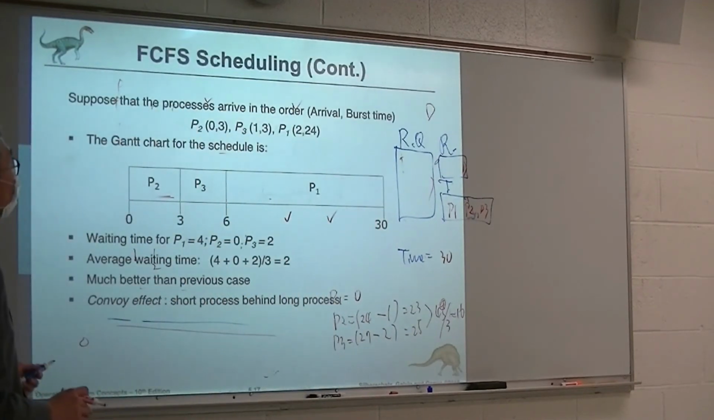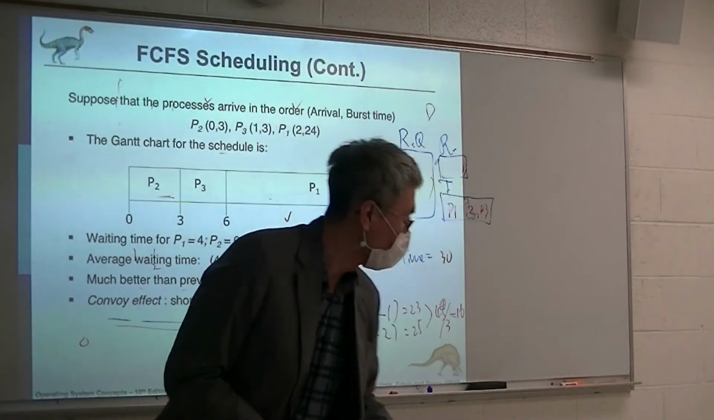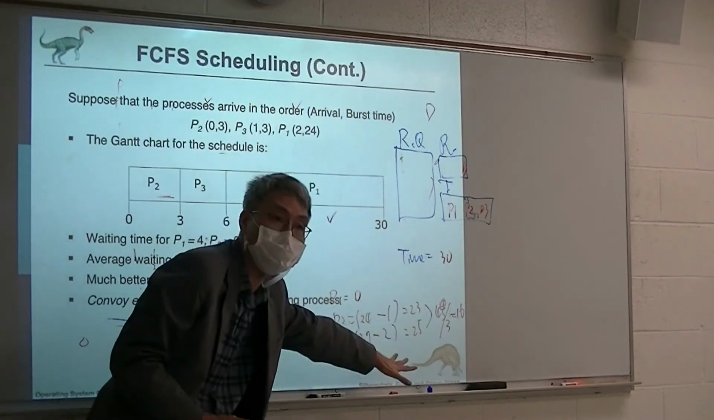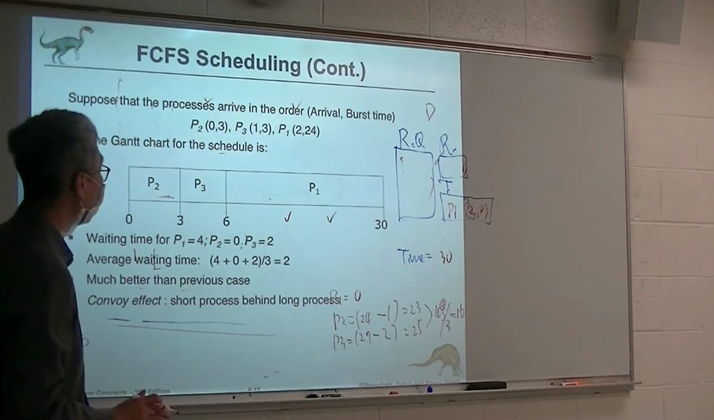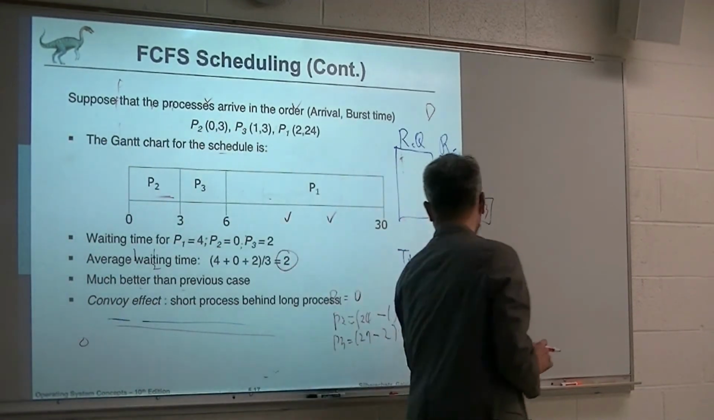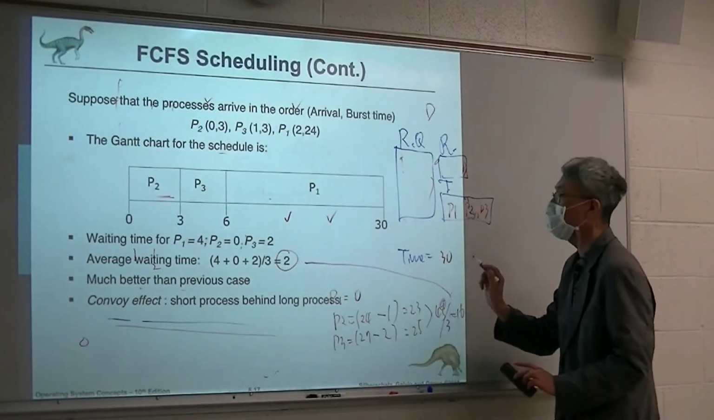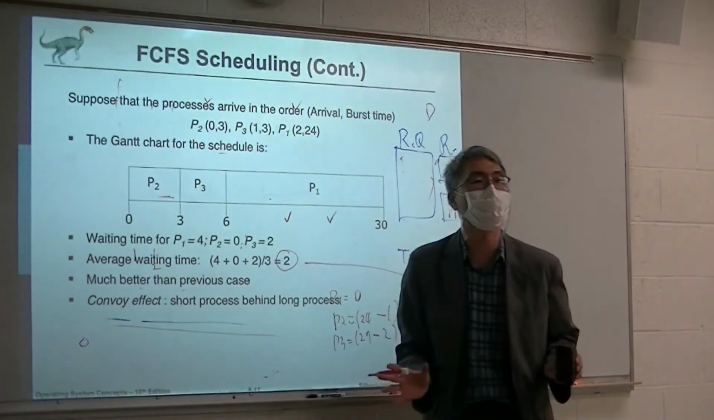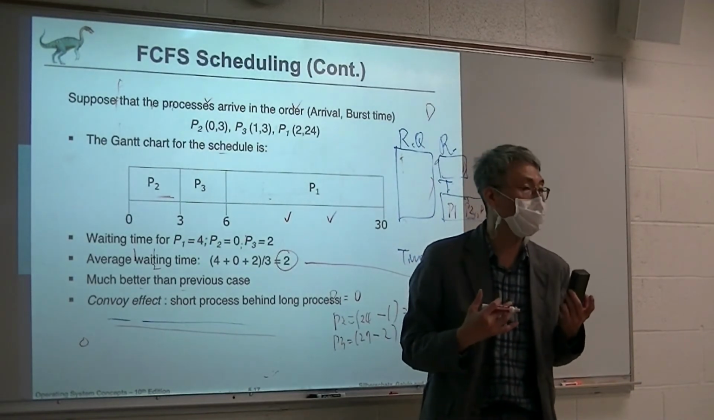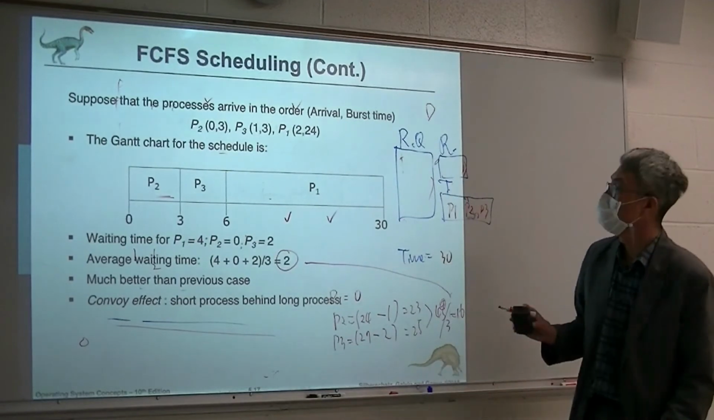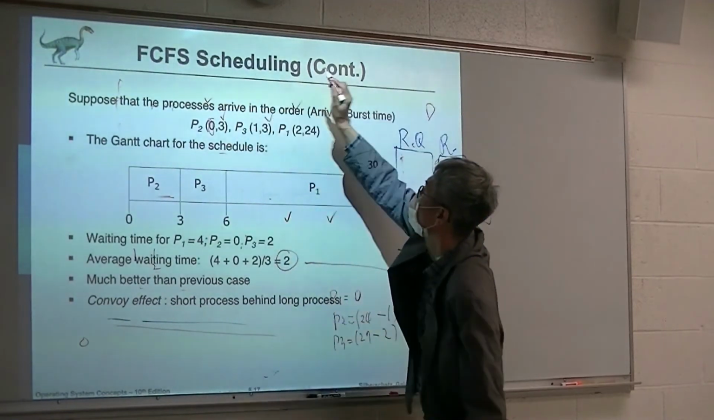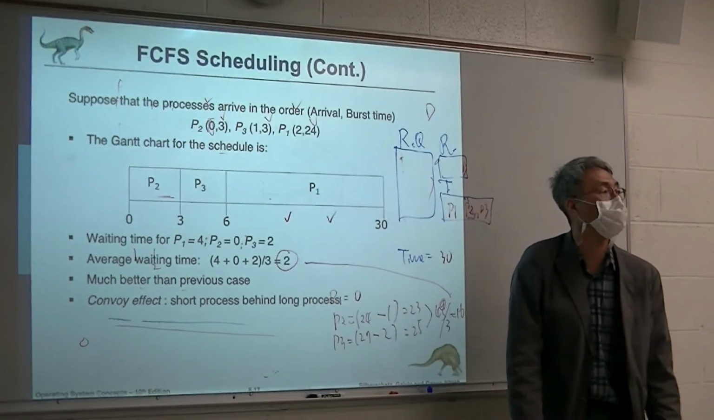However, if we change the arrival time, like 0, 1, 2, we can follow the same thing, then calculate the average waiting time, it will be 2. So which one is better, 2 or 16? Definitely this one is better. So we need to address such a convoy effect for first come, first serve. How can we address it? Instead of arrival time, we are going to focus on the CPU burst time.